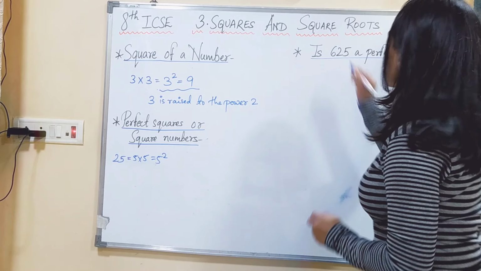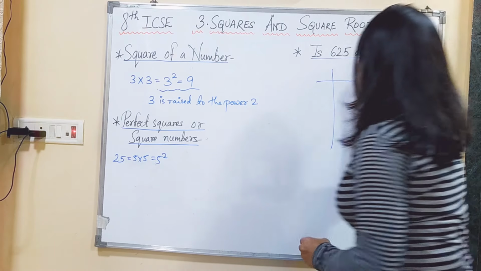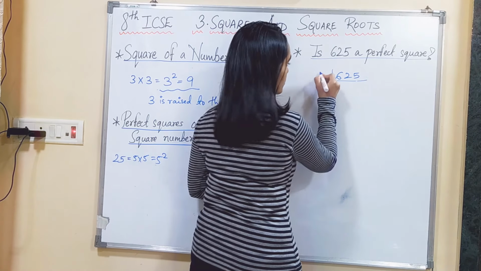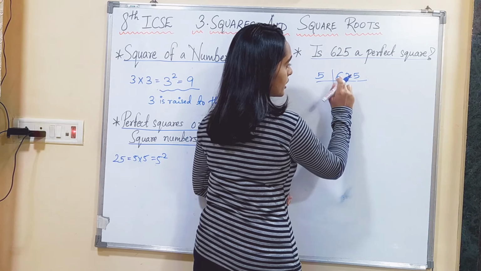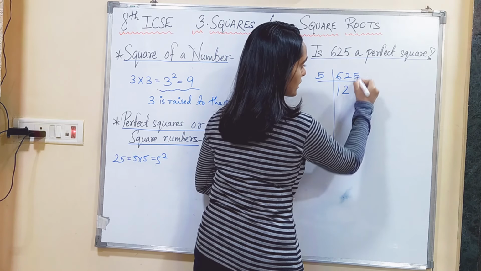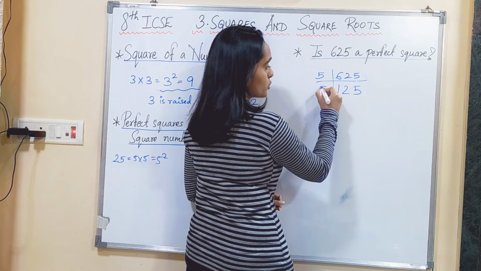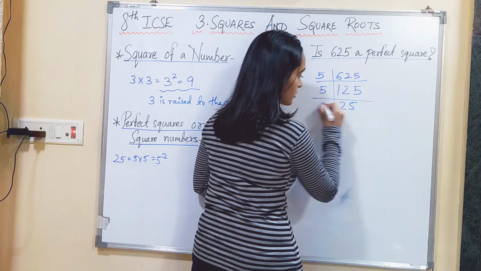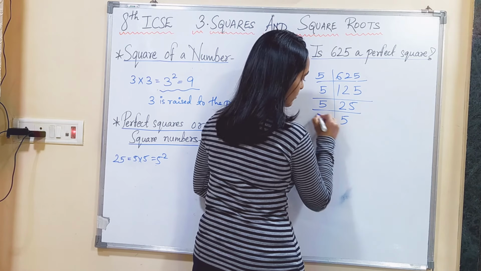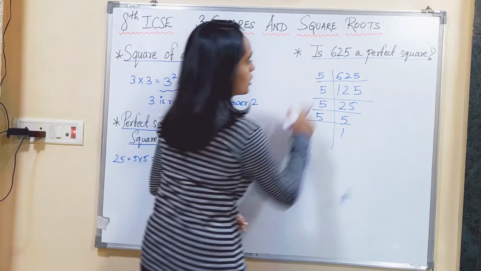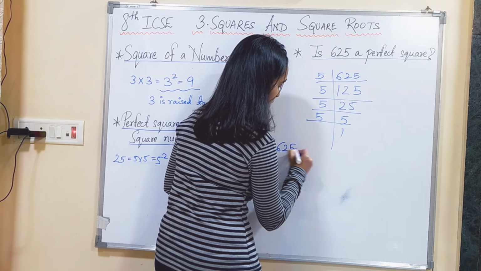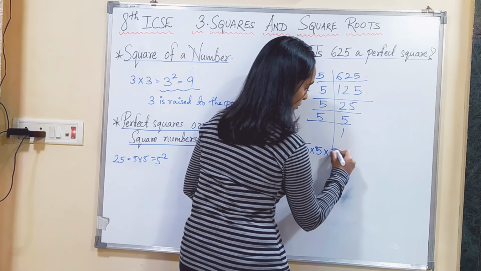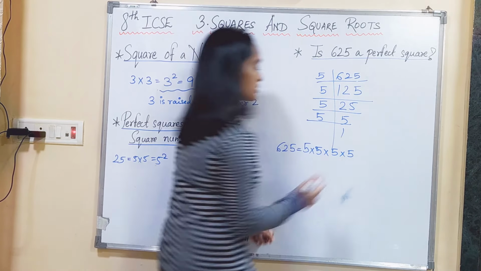For example, 625. Factorizing this, it is directly divisible by 5. 5 ones are 5, then 5 twos are 10, and then 5. So again we divide it by 5. 5 twos are 10, and then 5. Then again 5 fives are 25, 5 ones are 5. Therefore 625 can be written in its factors as 5 multiplied by 5 multiplied by 5 multiplied by 5. This was the first step.